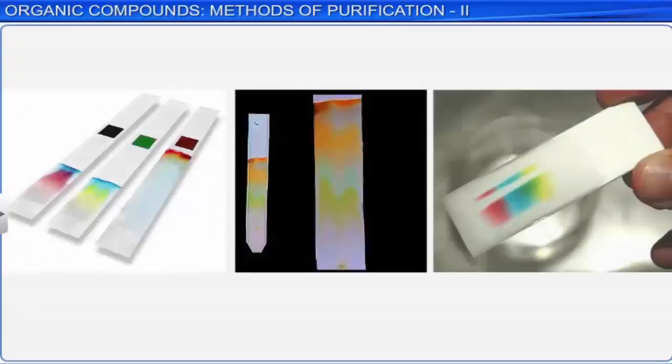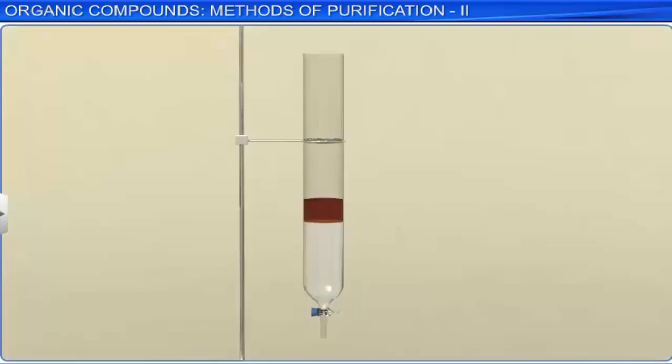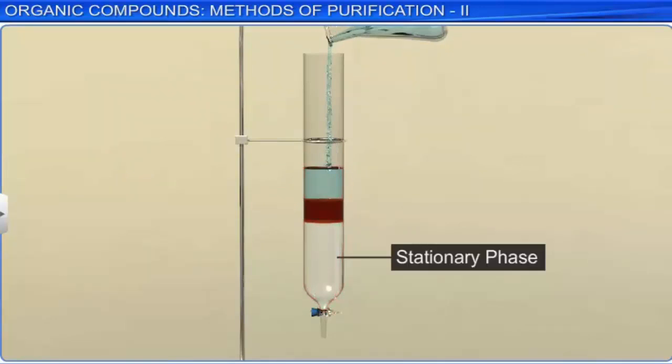Another important method of identifying, separating, and purifying compounds of a mixture is chromatography. The name chromatography is derived from the Greek word chroma, which means color, and graphein, which means to write. The principle behind this technique is the differential adsorption of various components of a mixture on the fixed or stationary phase under the influence of a moving phase called the mobile phase.